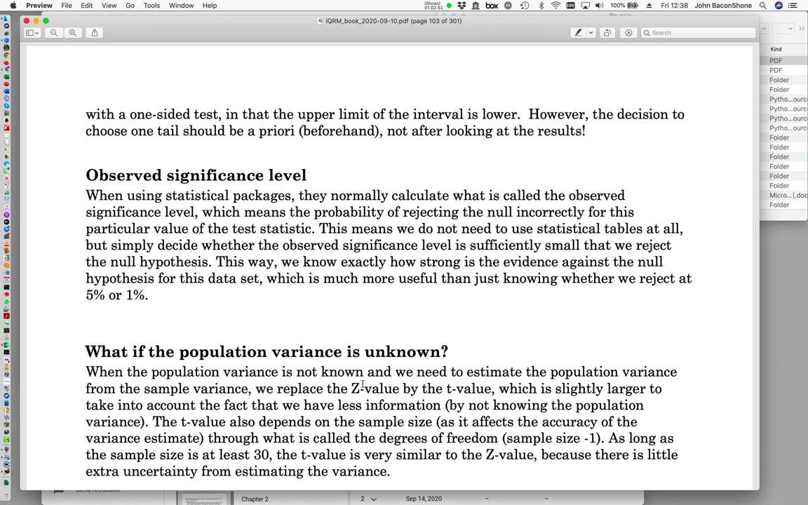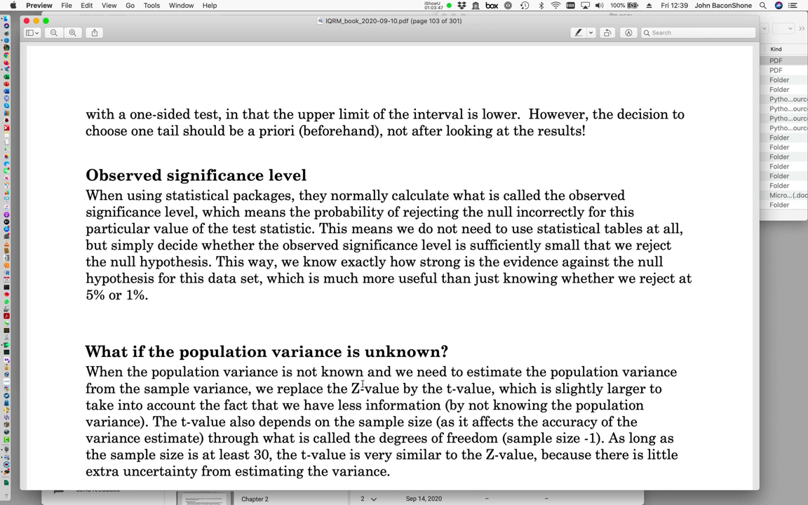Now, historically, people would work out where the cutoff values are, but these days, using statistical packages, what they normally do is calculate what's called the observed significance level, which means the probability of rejecting the null incorrectly for this particular value of the test statistic. This way we don't need to use statistical tables, but simply decide whether this observed significance level is sufficiently small for us to reject the null hypothesis. Meaning, if our cutoff is 5% and we get an observed significance level that's less than 5%, we know we'll reject at 5%. If we get an observed significance level of 0.1%, then we know we would reject at either 5% or 1%.